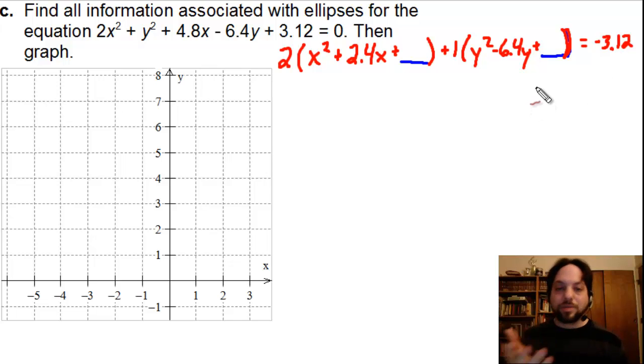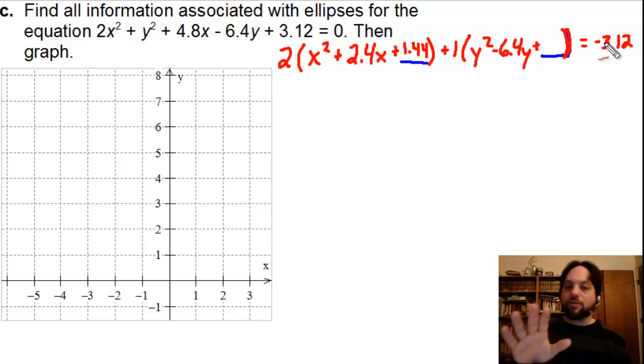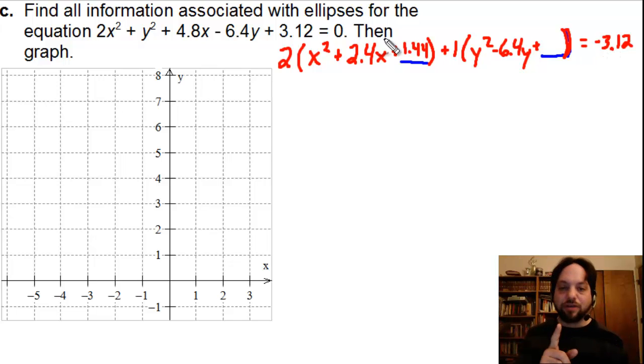So, what numbers am I going to use to complete these squares? Half of 2.4 is 1.2, and if we square that, we get 1.44. So I'll add that here. Now, don't add 1.44 to the other side. Be very careful, because what we actually just did is added two 1.44s over here. To compensate for that, I'll add 2.88 to the other side.